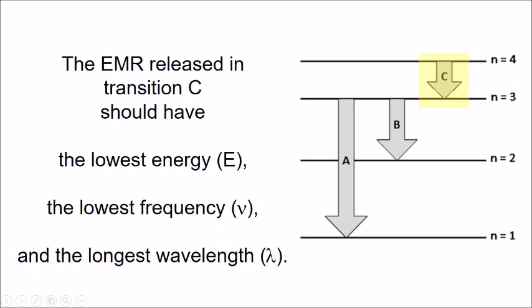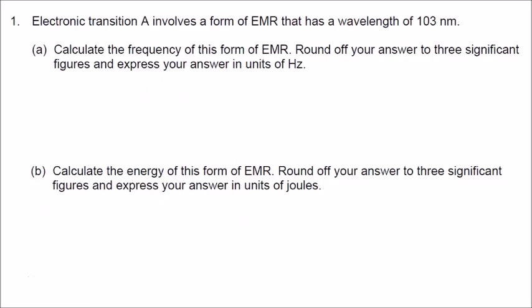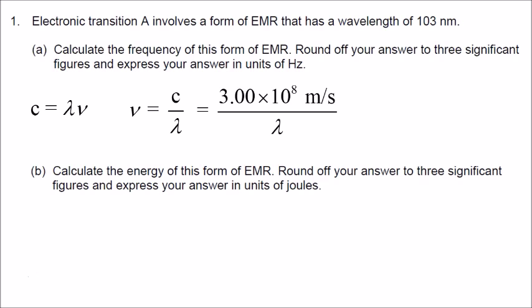All right, let's go ahead and do the calculations. Number 1, A. Calculate the frequency of this form of EMR, which has a wavelength of 103 nanometers. We'll use the speed of light equation, and since we are solving for the frequency, frequency equals speed of light divided by wavelength. But the speed of light is in meters per second, and we have a wavelength in units of nanometers. So we have to convert this from nanometers to meters.